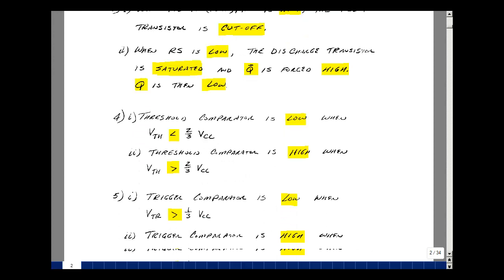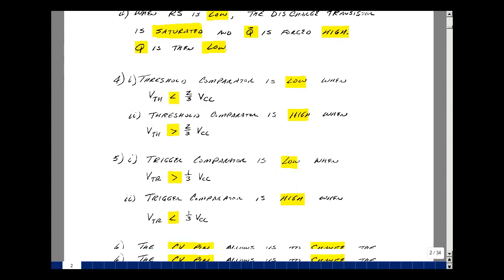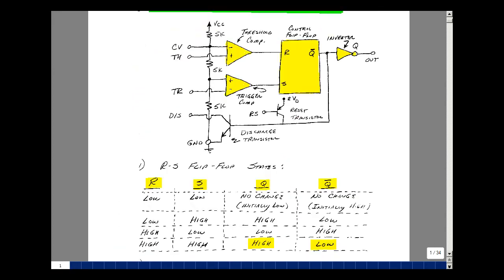Let's next take a look at the threshold comparator. Again, let's go back to that previous page. That's the comparator here. This again is sitting at 2/3 of VCC. So when this voltage is less than 2/3 VCC, the voltage from here to here would be a negative number. In other words, this minus something that's bigger than that would give me a negative, and that would give me a logical 0 on the reset line.